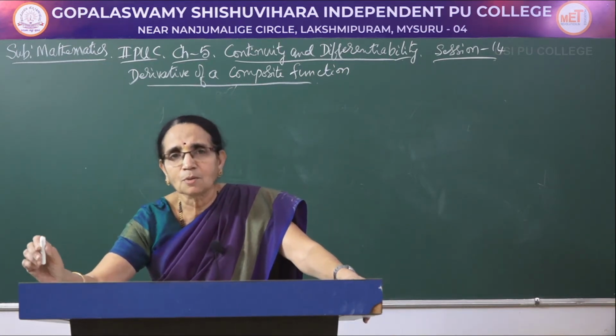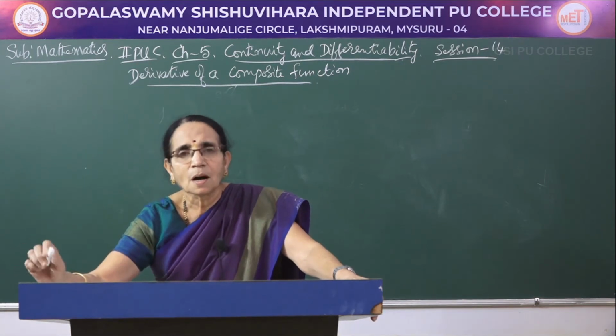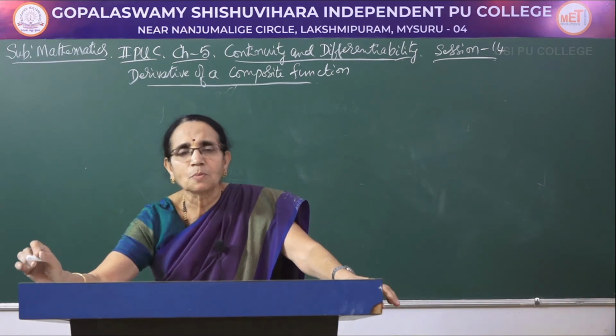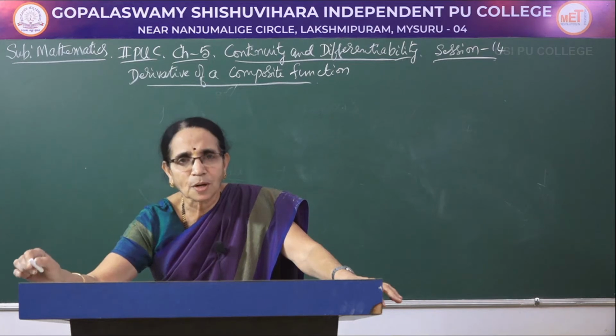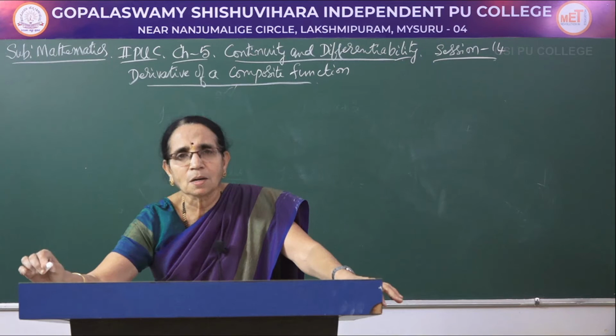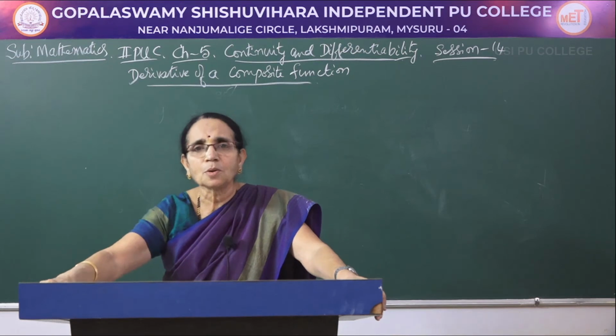Come to the trigonometric functions. Sine of something would always be cos of the same thing. Cos of something would be minus sin of something. Tan of something would be secant square of the function. Secant of something would be secant of function into tan of that function. And cot of that function would be minus cosecant square of that function. And cosecant of that would be minus cosecant of that function into cot of that function. So, these are the basic things you have to remember.